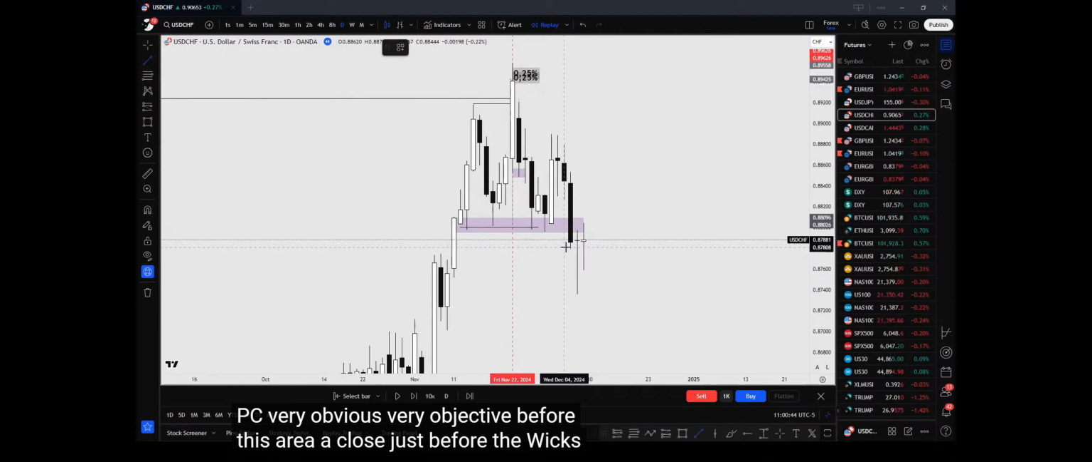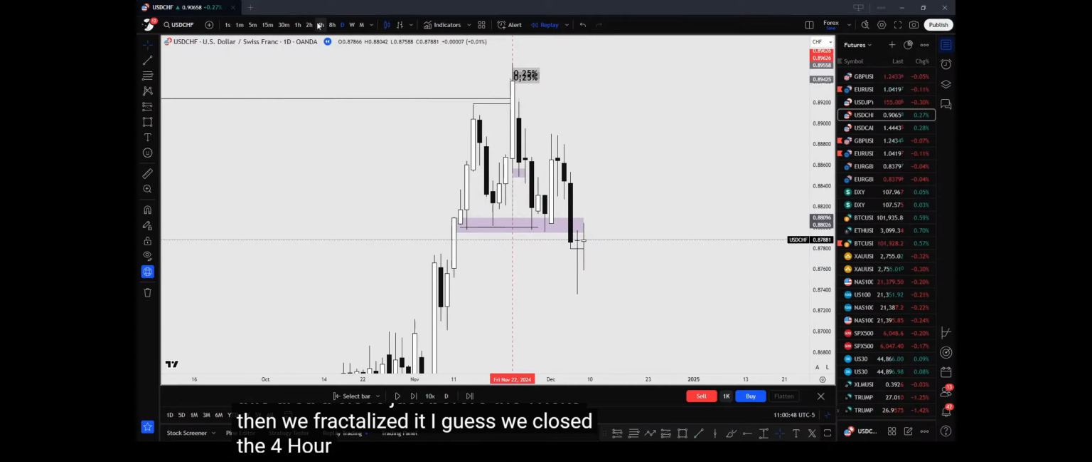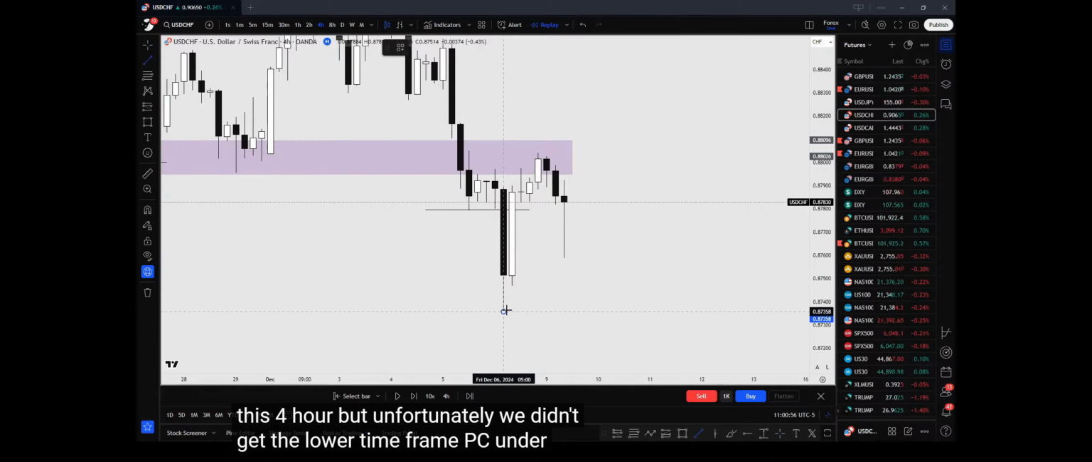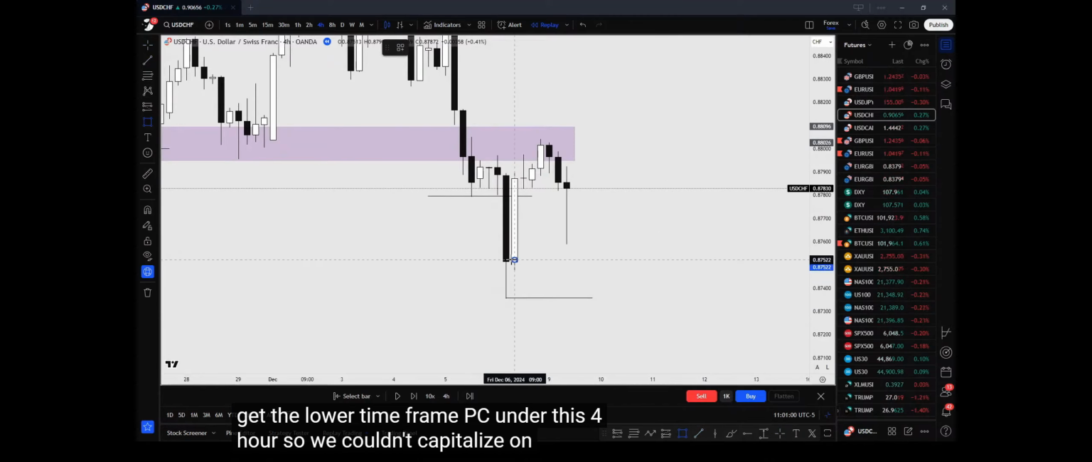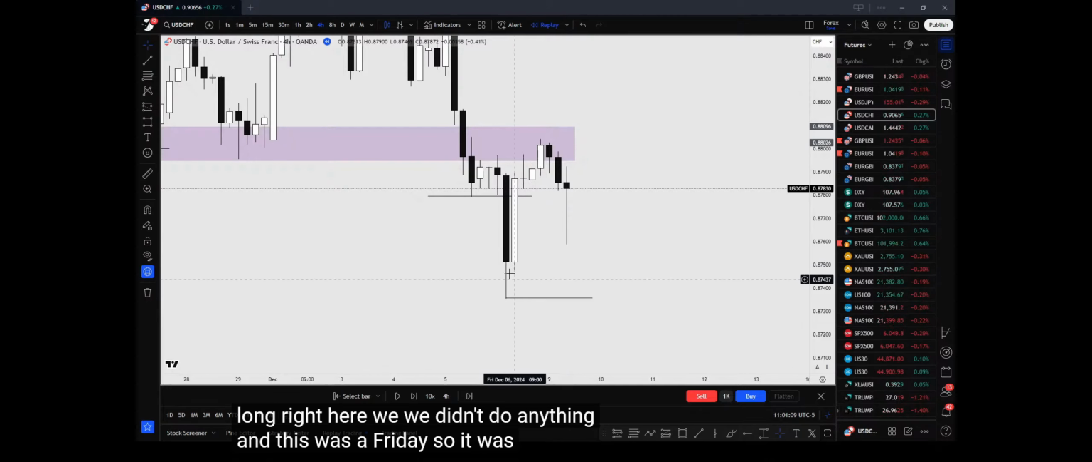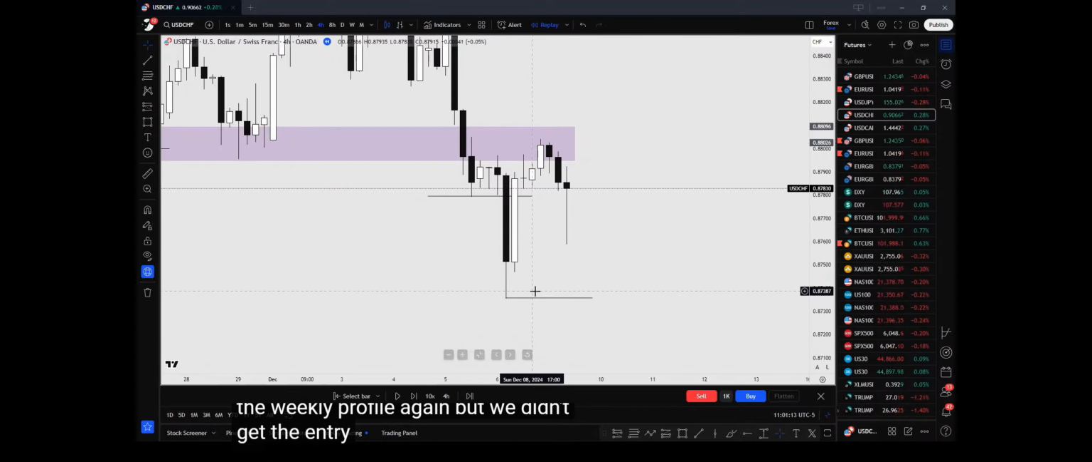Then we fractalized it. I guess we closed the 4 hour below it, this 4 hour. But unfortunately, we didn't get the lower time frame PC under this 4 hour. So we couldn't capitalize on it. And instead of coming down and then going long right here, we didn't do anything. And this was a Friday, so it was against the weekly profile again. But we didn't get the entry, so we didn't do anything.